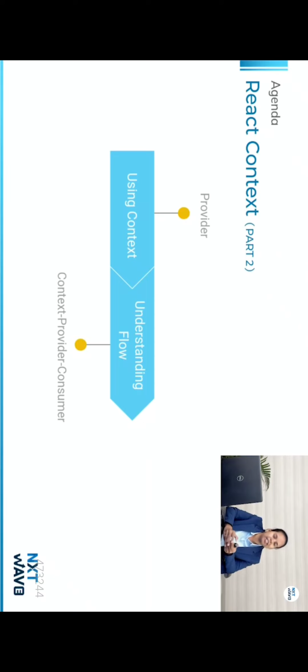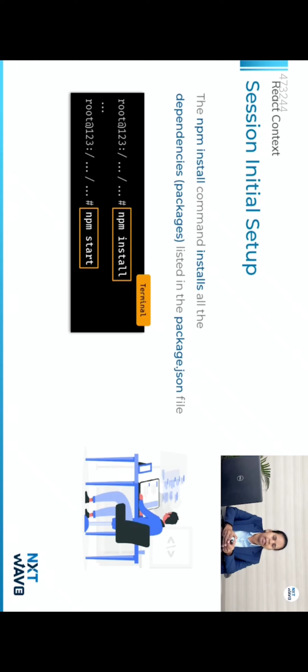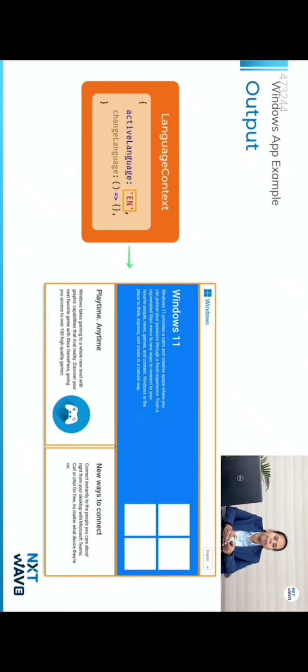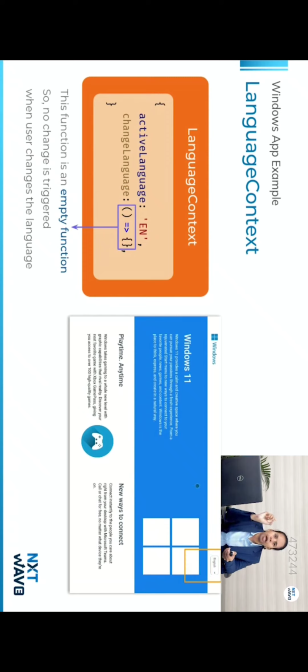To get started, set up the code playground for today's session. Then run npm install, and all the dependencies will get installed. Finally, run npm start and you will be able to see these outputs. In the language context, if the initial value for active language is English, this would be the output. And if it is Hindi, this would be the output, right? Now, coming to the drop down. If you try to change the language using the drop down, the change is not reflected, right? Even if we select some other language, the change wouldn't be reflected.